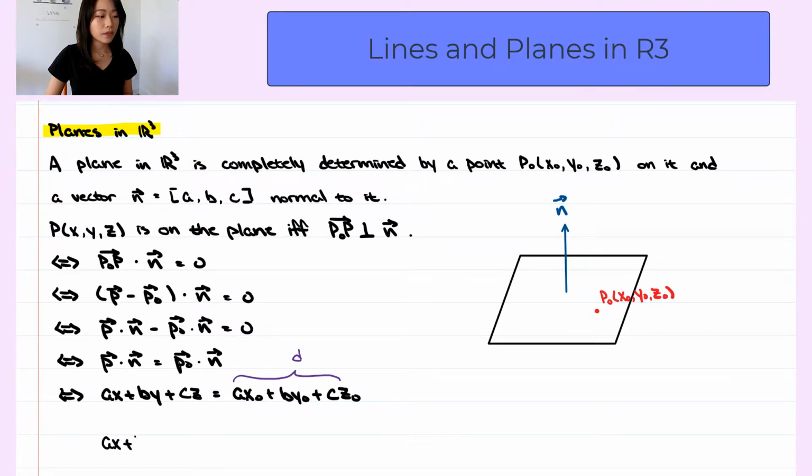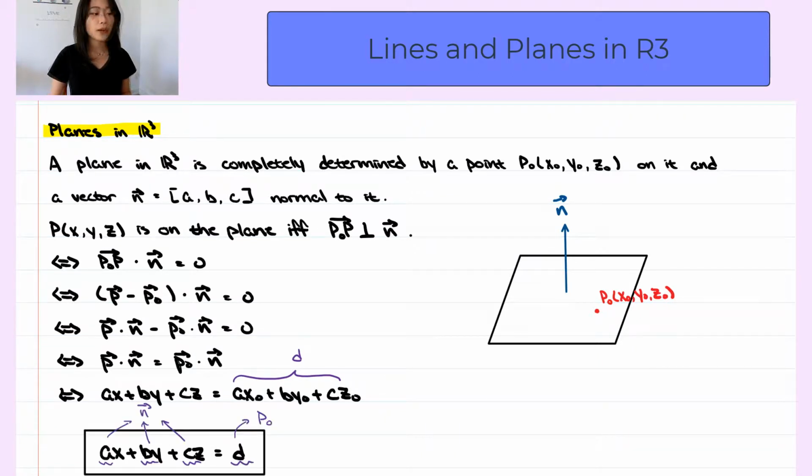ax plus by plus cz equals d, where a, b, and c are components of the normal vector n, and the d on the right hand side is the value after we plug in the coordinates of P0 to the left hand side.